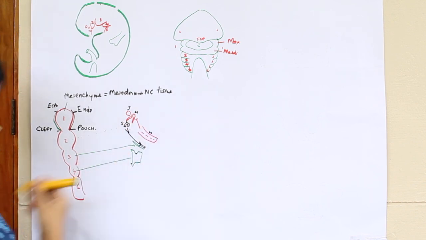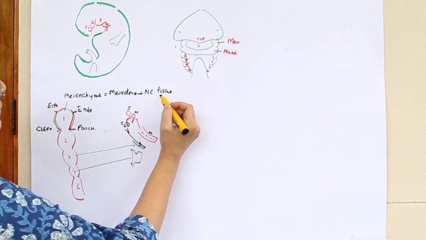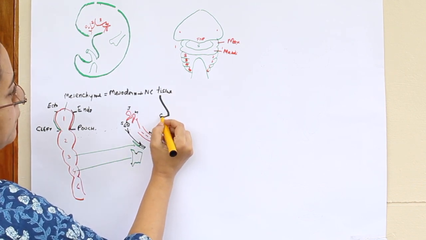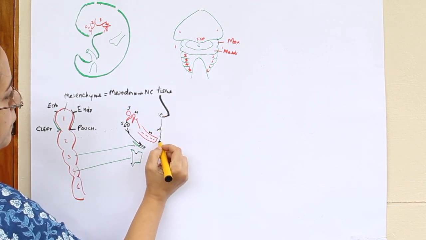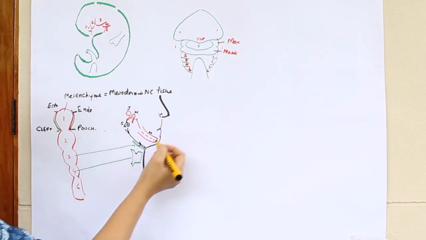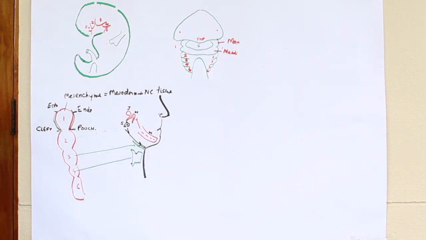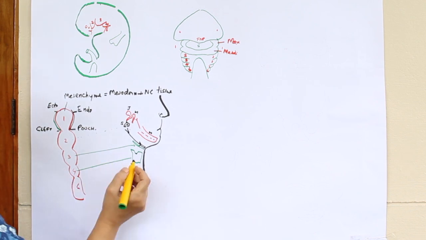So here you can see, this is the future face. Okay, this is the future face. And from the sixth arch develops the cricoid cartilage.